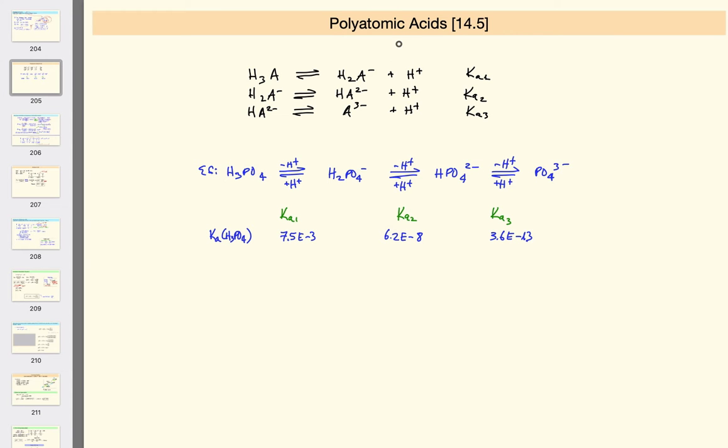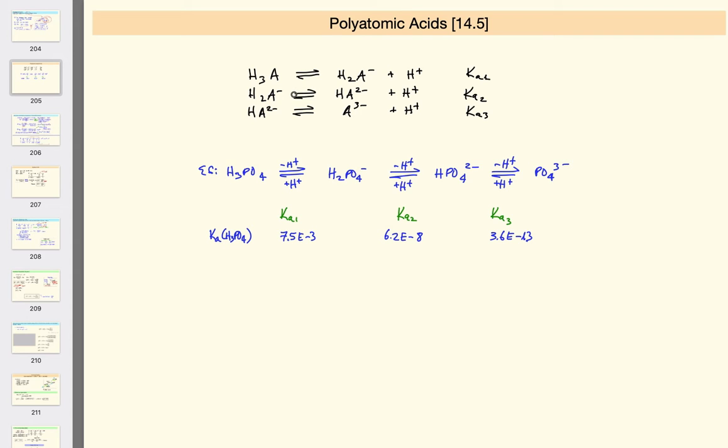Let's consider now pH and polyatomic or polyprotic acids. I'm going to start by teaching the example with H3PO4, phosphoric acid. And that's generically represented by this triprotic. Triprotic meaning it can give off a max of 3 protons.